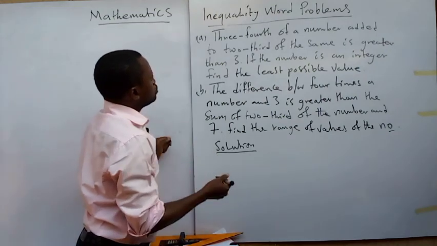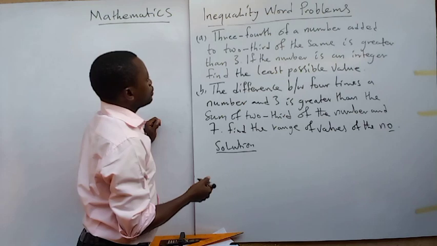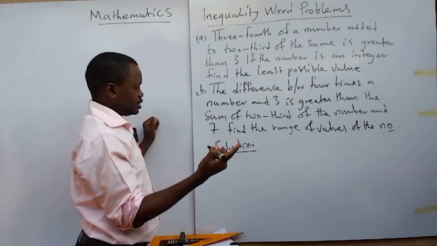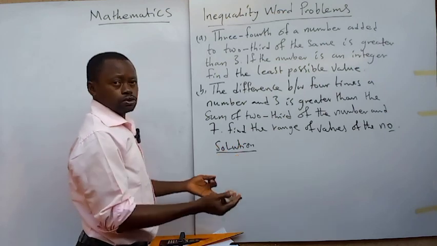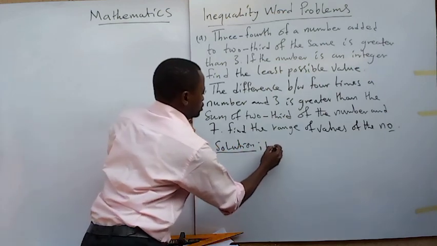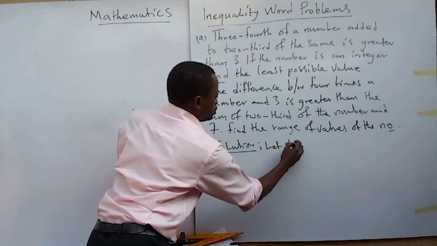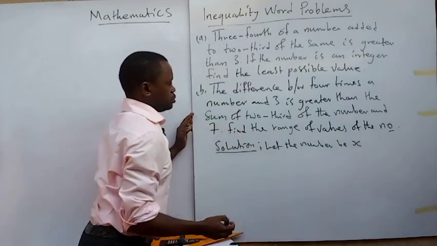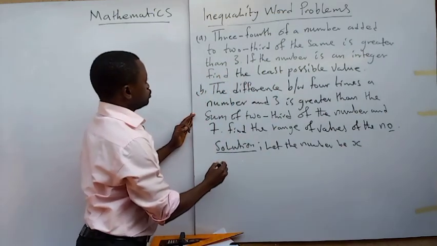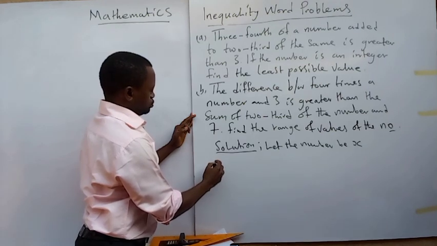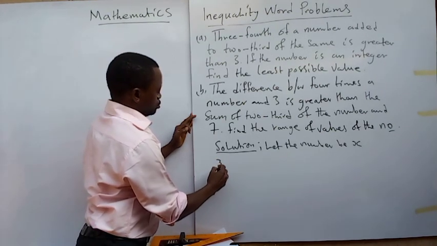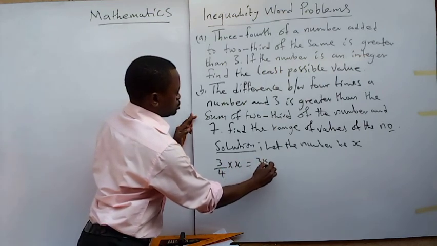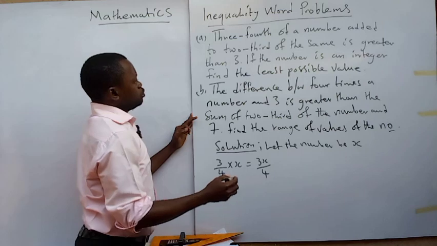If you look here, you realize that 3/4 of a number, we don't know which number that is, so we can assign a variable to it. We can say, let the number be x, and then 3/4 of it means 3/4 times x. That will give us 3x/4.